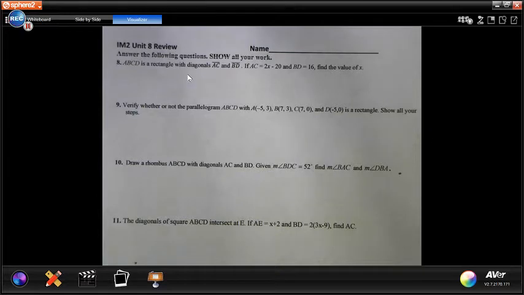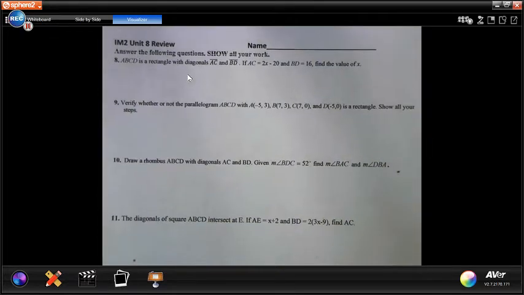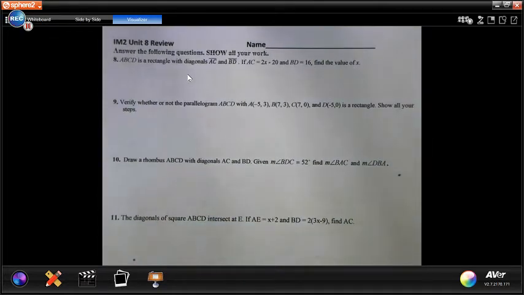Okay, so here we have number 8. It talks about a rectangle. It says ABCD is a rectangle with diagonals AC and BD. So you can tell what should be the diagonal, and if you label it correctly, those will be the diagonals. If you label it wrong, those will not be the diagonals and you'll have to relabel it. Since this problem does not have a picture, it's best to draw a picture.